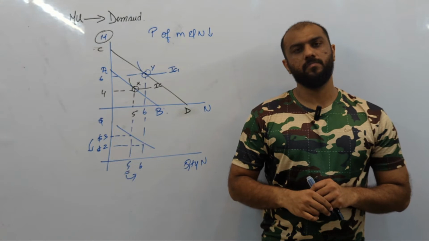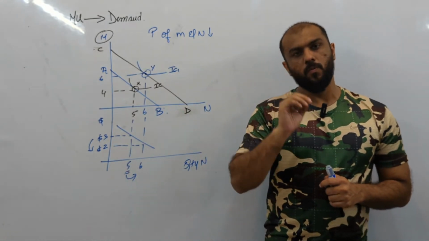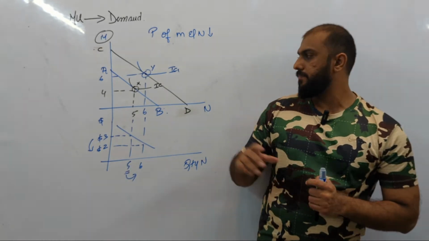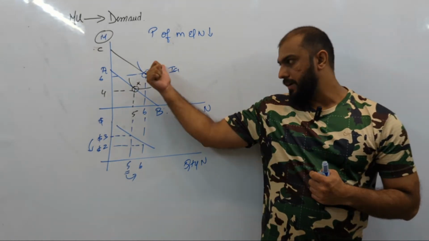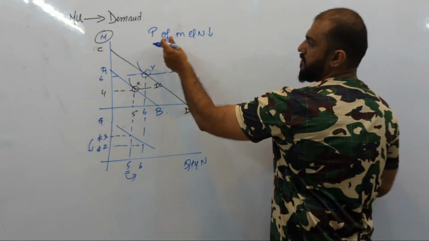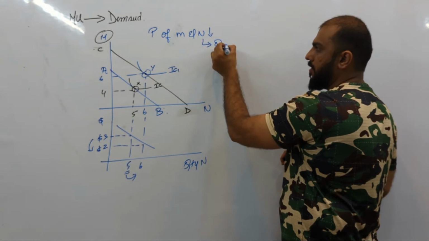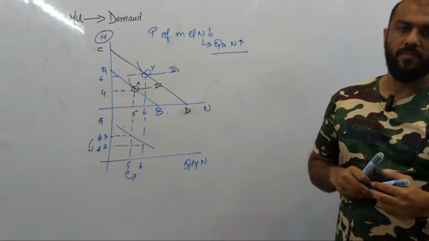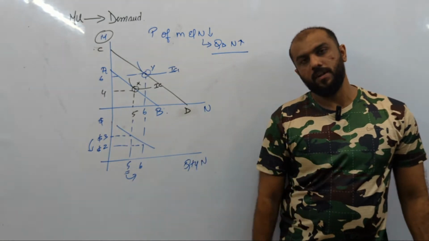Now, tell me at what point is the new consumer equilibrium? Initially, it was at X. Now it is at Y. So what did we prove over here? When the price of M and N decreased, the quantity demanded of N increased. So we have linked it to the demand curve. Again, the same concept. This is an individual demand curve.